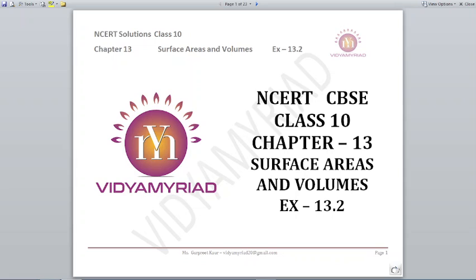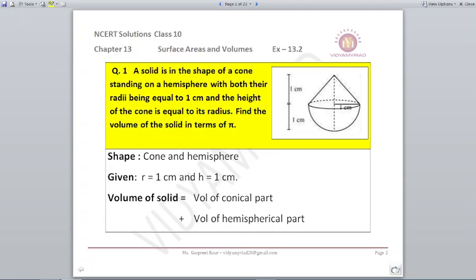This video is made for class 10 on chapter number 13, surface areas and volumes, and today we are going to begin with exercise 13.2 from NCERT. Let's begin with question number 1.